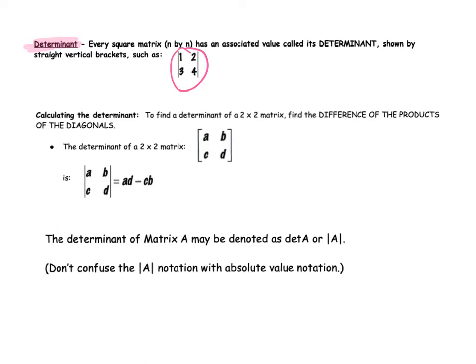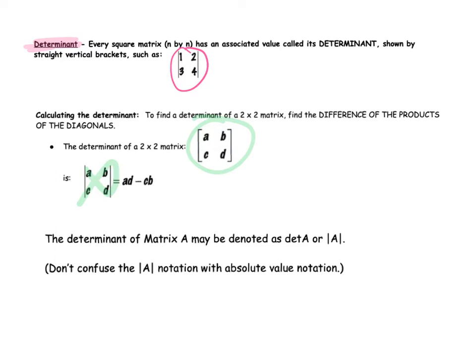When we calculate the determinant of a matrix, we are going to find the difference of the products of the diagonals. For example, here I want to find the determinant of this square matrix. First I start with my main diagonal and do A times D, and then I subtract B times C from it. Here they wrote C times B, but that's the same thing as B times C. So I multiply my two diagonals together, and then I subtract those products in order to find my determinant.